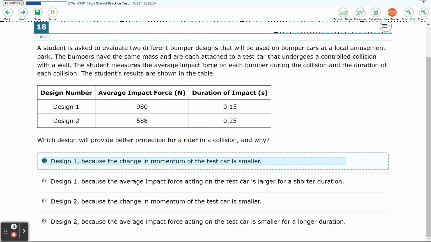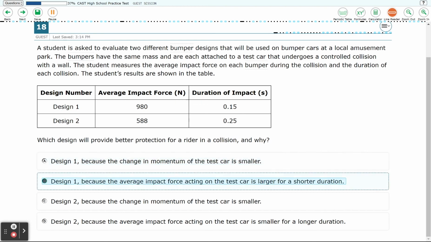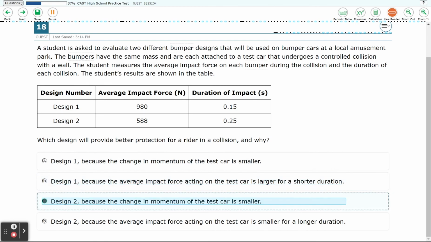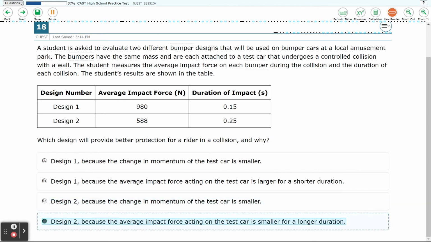A. Design 1, because the change in momentum of the test car is smaller. B. Design 1, because the average impact force acting on the test car is larger for a shorter duration. C. Design 2, because the change in momentum of the test car is smaller. D. Design 2, because the average impact force acting on the test car is smaller for a longer duration. Make your choice now.